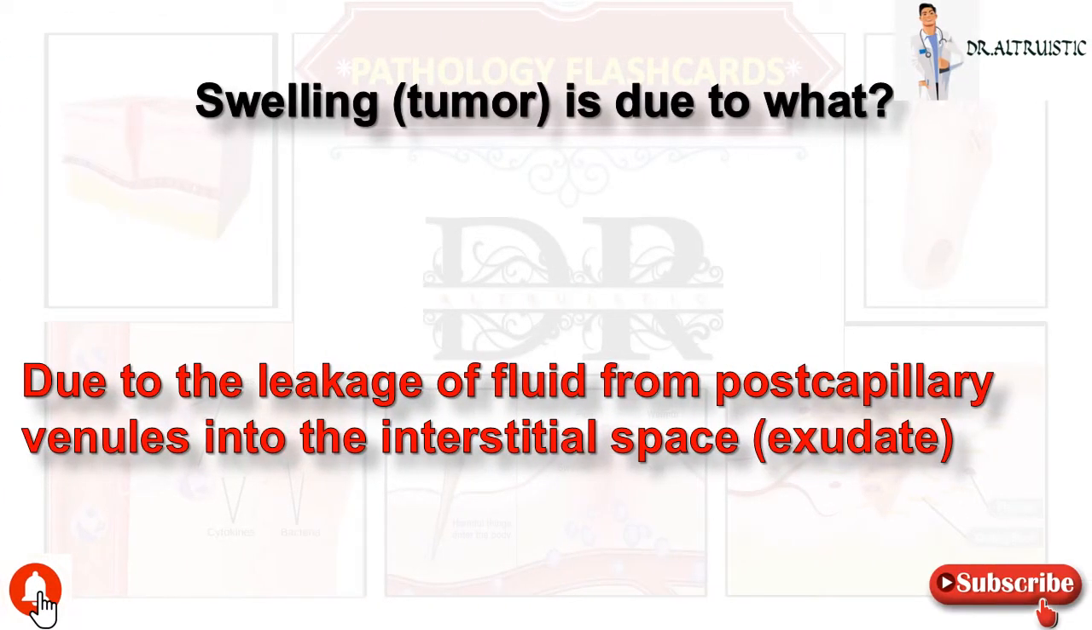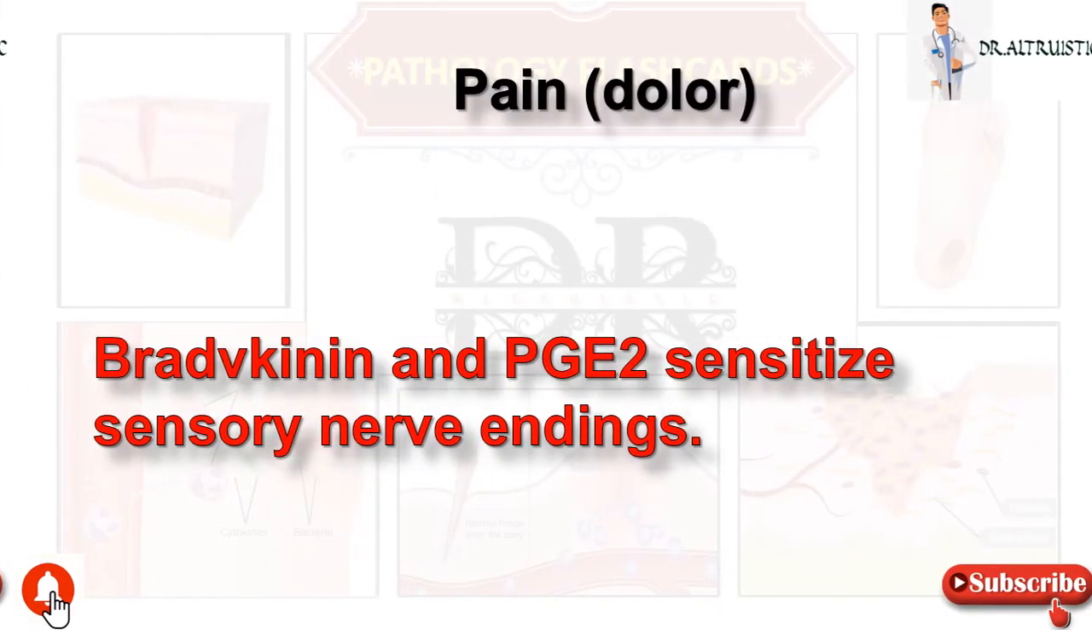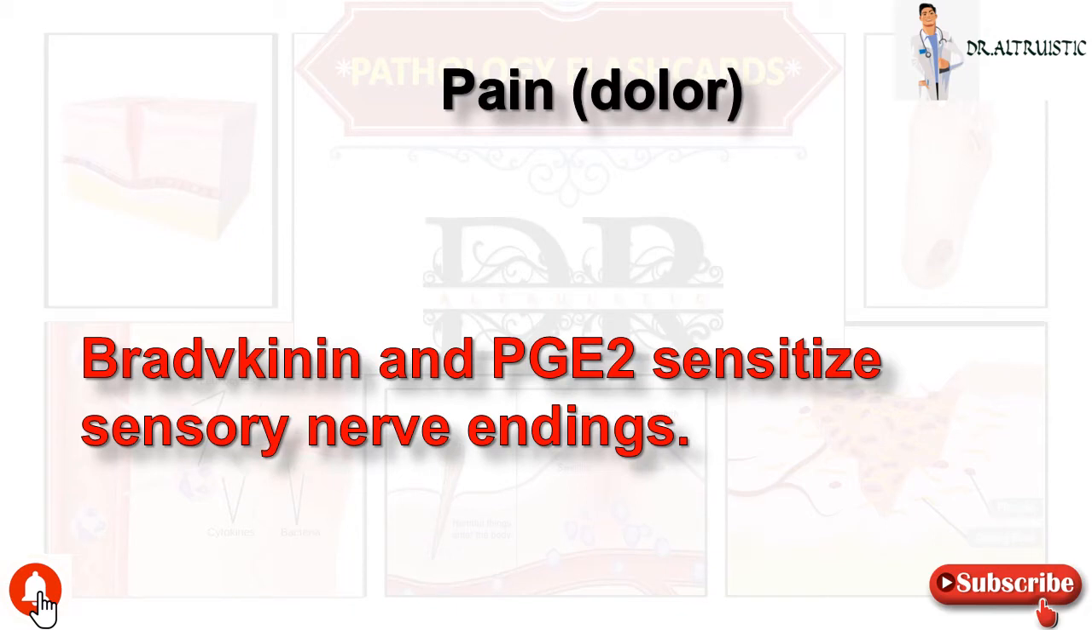Swelling, tumor, is due to what? Due to the leakage of fluid from postcapillary venules into the interstitial space, exudate. What are the key mediators of swelling? 1. Histamine, which causes endothelial cell contraction and 2. Tissue damage, resulting in endothelial cell disruption. Pain, dolor. Bradykinin and PGE2 sensitize sensory nerve endings.